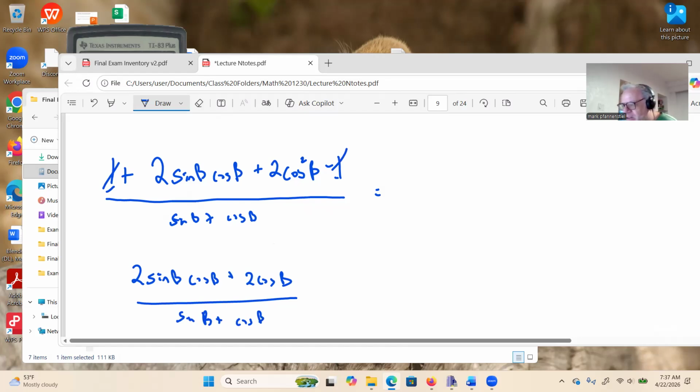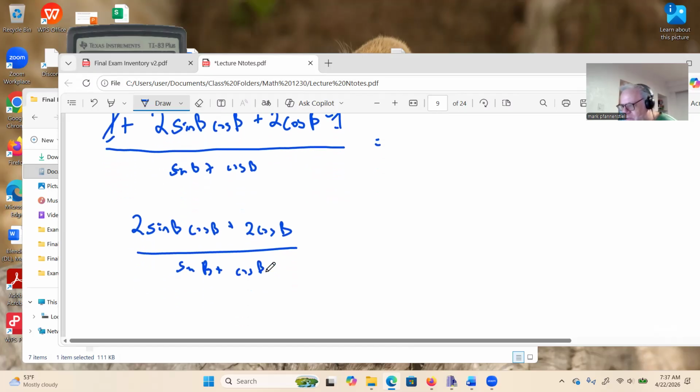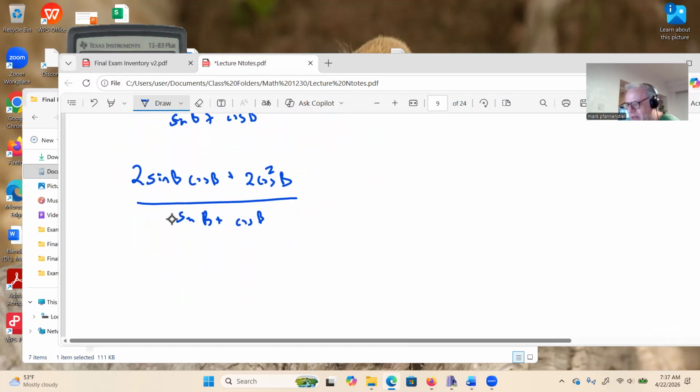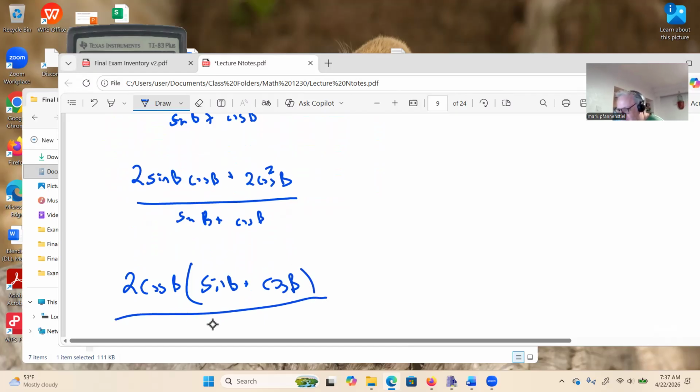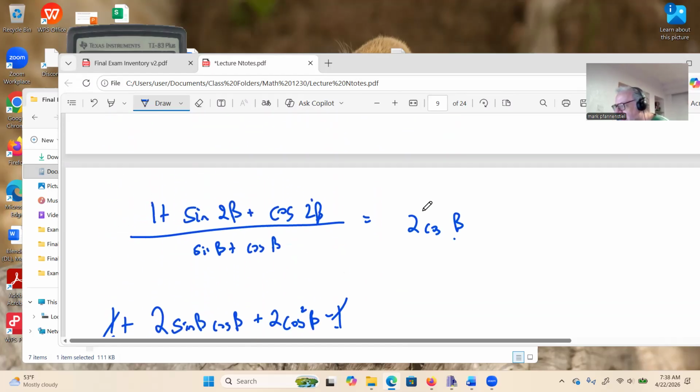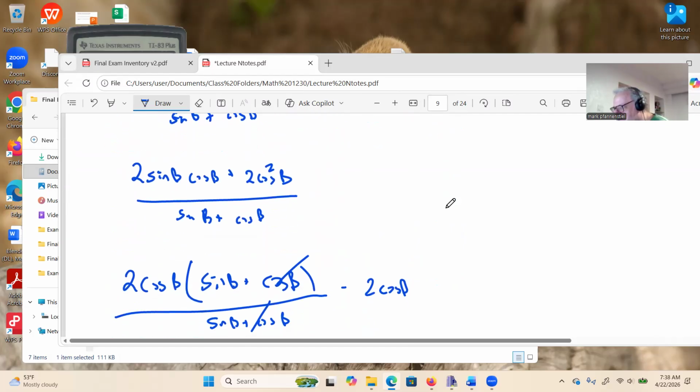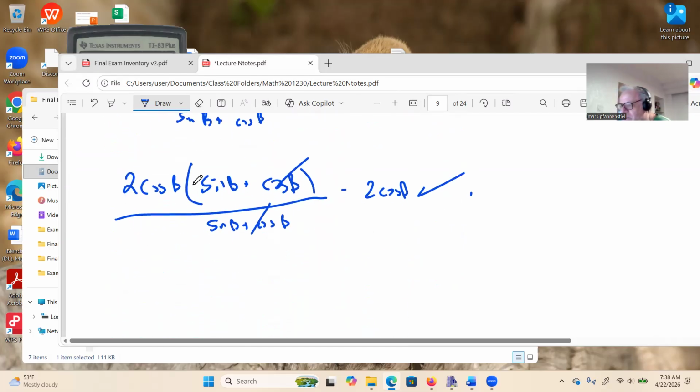I'm going to go ahead and factor out a 2 cosine beta out of this. This is a squared here. I'm going to factor out a 2 cosine beta out of the top here. So I'm going to say this is 2 cosine beta times what? We have sine beta plus cosine beta, divided by sine beta plus cosine beta. Some stuff cancels, and we end up with 2 cosine beta, right? And that was what we had to prove. So we're all set and done with this one, okay?